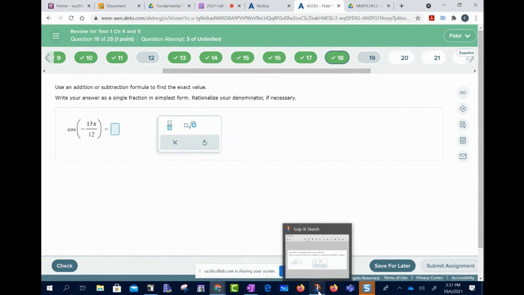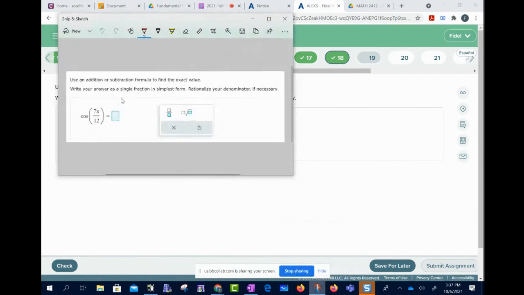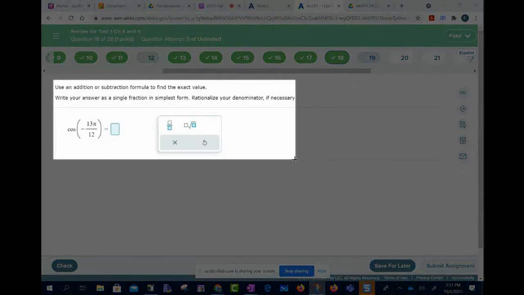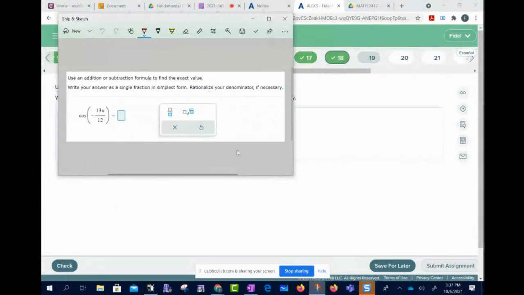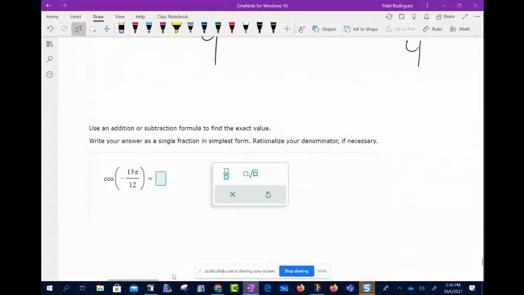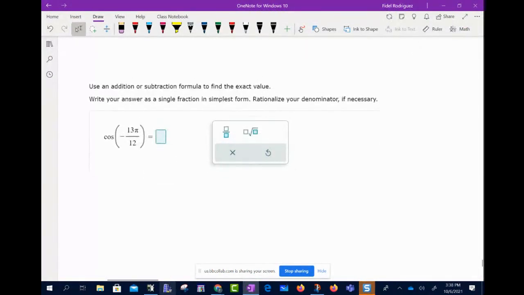Was it negative 13 pi over 12? Okay, so look, it actually came up. Let's do it to it, and let's see if that's how it's going to give me the answer. And we'll do it both ways, but I think I'm going to have to be real picky with it. I wish it wasn't as finicky as it's being.